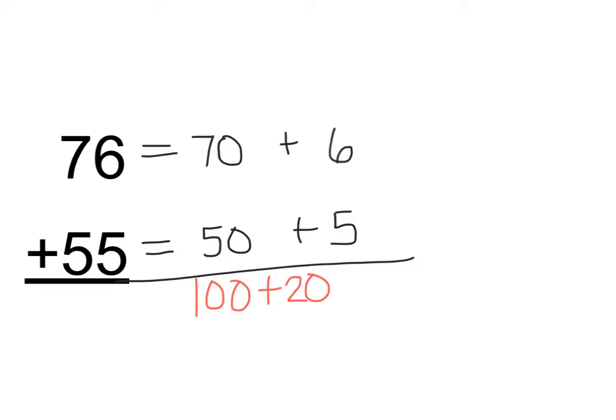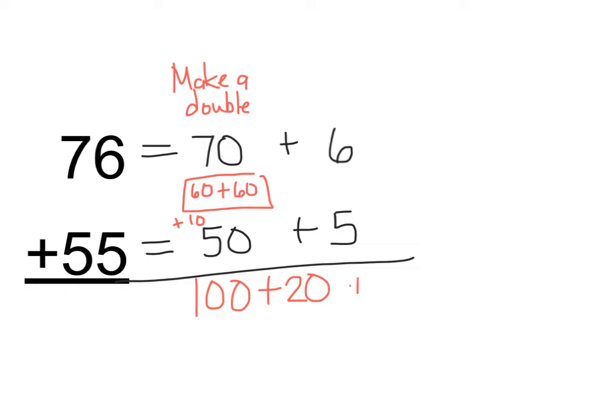Or you might use the strategy we've talked just a little bit about and looked at that and said, wait, we can make a double. If 70 gives 50 a 10, that means 70 will be a 60 and 50 will be a 60. So we can make a double, which is 60 plus 60 is 120. So practice all those ways and decide which way you like the best.